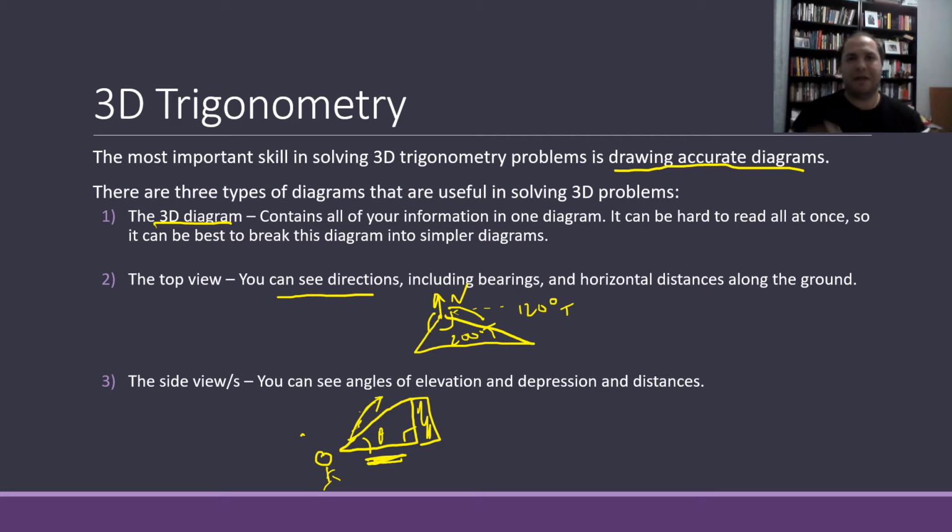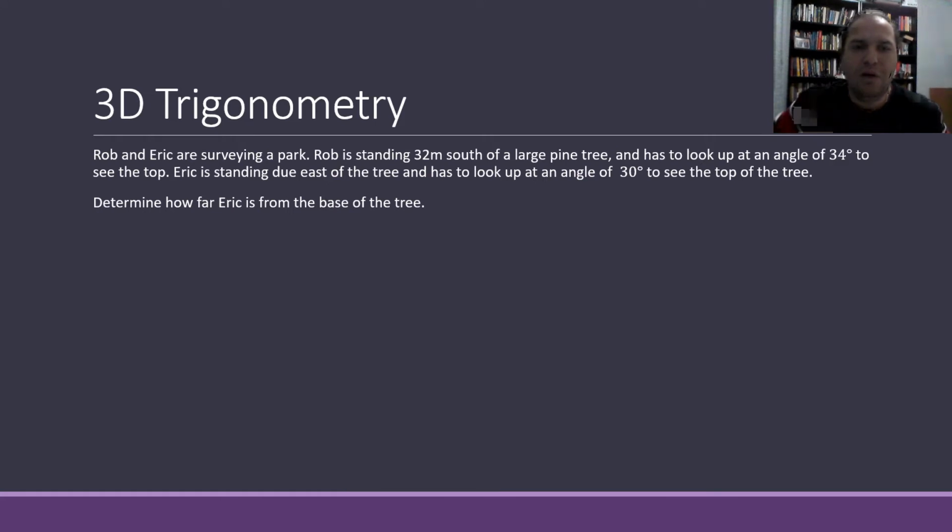Your 3D diagram that has all of your information. Your top view, which you take from your 3D diagram, which just contains the bearings and the distances between objects horizontally. And then you can use your side views as well, in which you can see your angles of elevation and depression, along with your horizontal distances and these slanted or direct distances as well. Right, so with these 3 diagrams, we might look at one of these problems here.